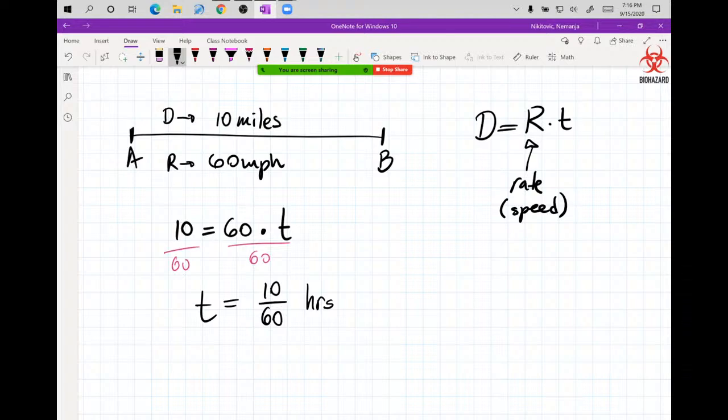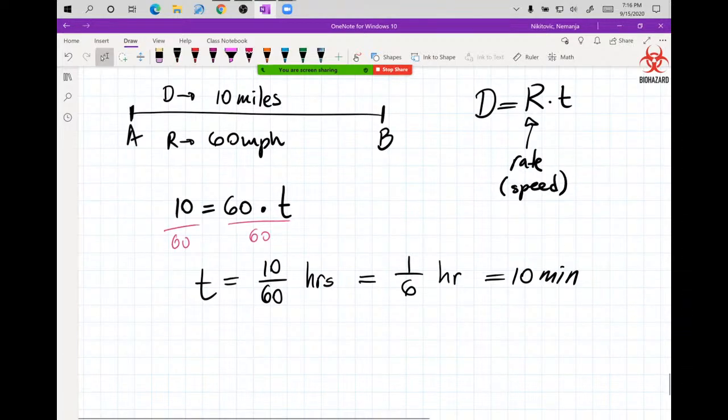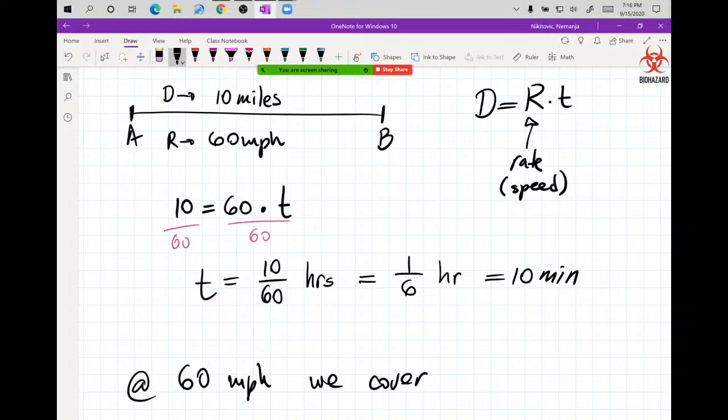And you can also think about it: this is less than an hour. This is 1/6 of an hour. How much is 1/6 of an hour? That's 60 minutes, so 10 minutes. Good. 1/6 of an hour is 10 minutes. So it will take you 10 minutes to cover 10 miles. Does it make sense? Yeah, actually, if you drive 60 miles per hour, it takes you 1 minute to cover a mile. So at 60 miles per hour, we cover 1 mile in 1 minute.